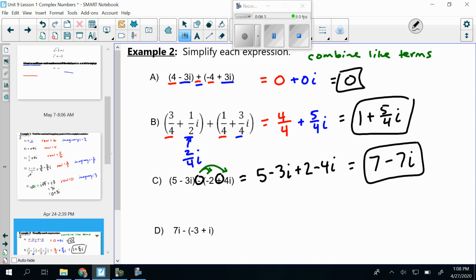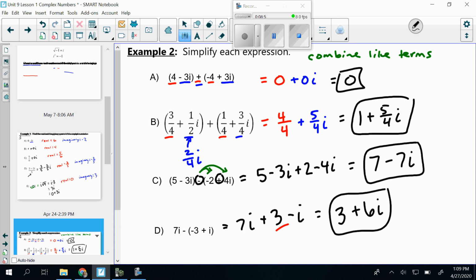With D, doing the same thing here, that negative needs to get distributed to both. And so this is going to end up being 7i. Minus a negative is plus 3, and then minus an i because we're subtracting a positive here. And then for our final answer, combine the like parts. There is only one real part in this one, just the 3. Let's write that first, because usually they write the real part first. And then we got 7i minus 1i would be positive 6i. So that would be the solution.